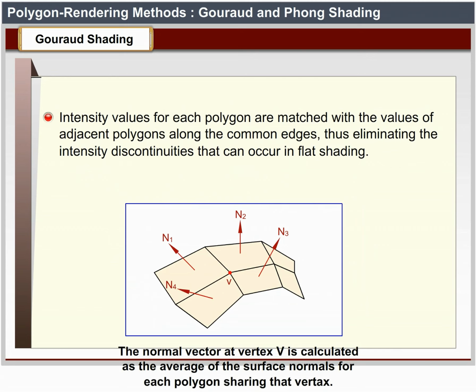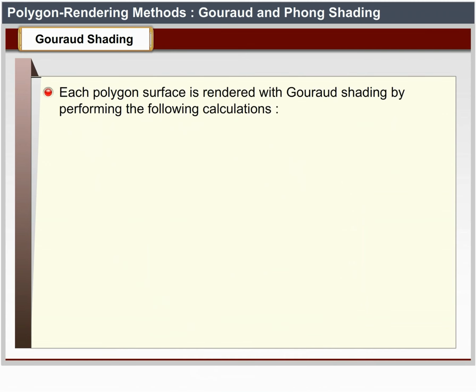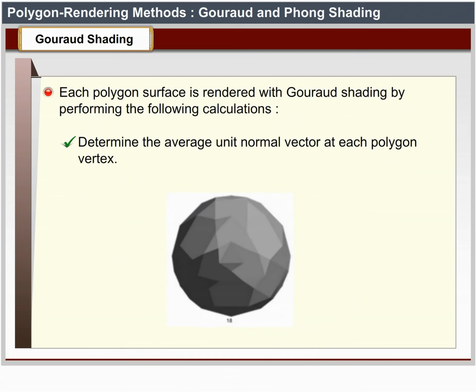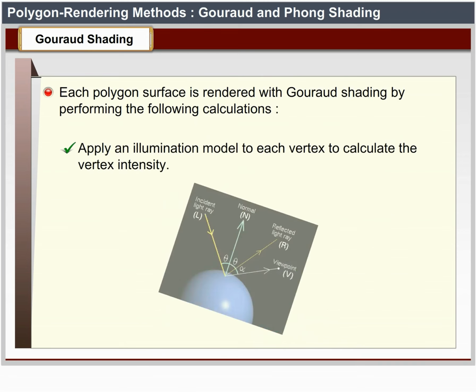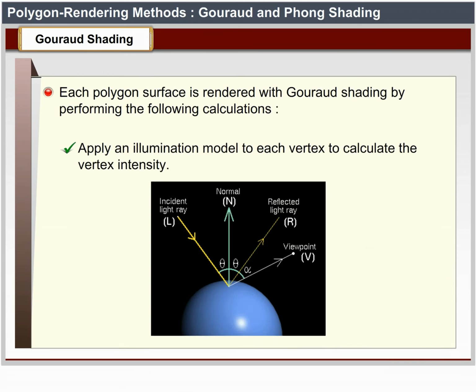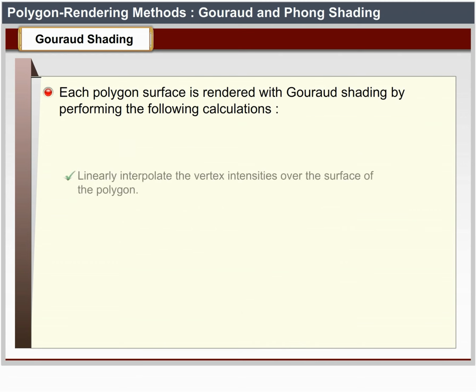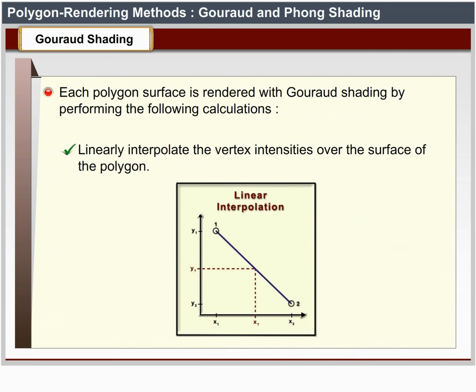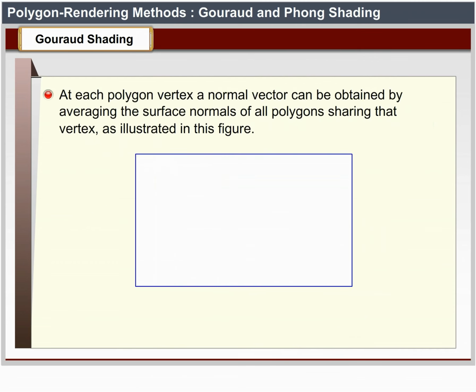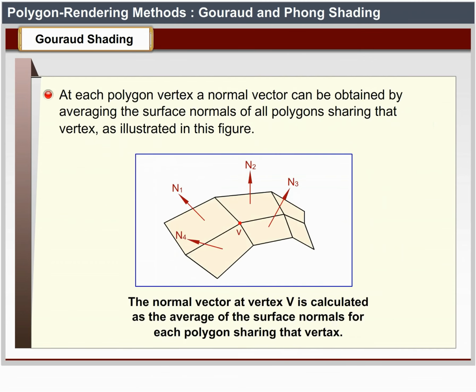Each polygon surface is rendered with Gouraud shading by performing the following calculations. Determine the average unit normal vector at each polygon vertex. Apply an illumination model to each vertex to calculate the vertex intensity. Linearly interpolate the vertex intensities over the surface of the polygon. At each polygon vertex, we obtain a normal vector by averaging the surface normals of all polygons sharing that vertex, as illustrated in this figure.